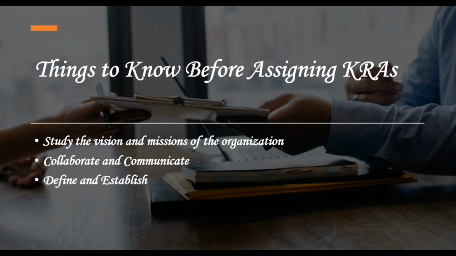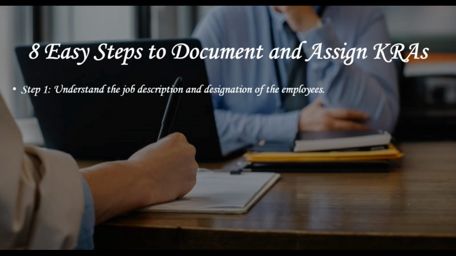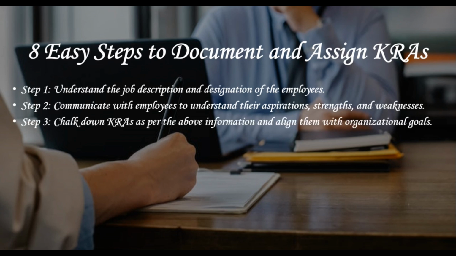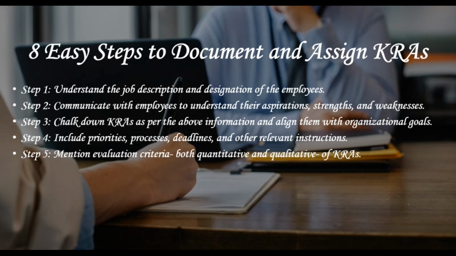Here I want to tell you about the 8 easy steps to document and assign KRA. Number first, understand the job description and designation of the employees. Number second, communicate with employees to understand their aspirations, strengths and weaknesses. Number third, chalk down KRA as per the above information and align with organization goals. Number four, include priorities, process, deadlines and other relevant instructions. Number fifth, mention evaluation criteria, both quantitative and qualitative, of KRAs.